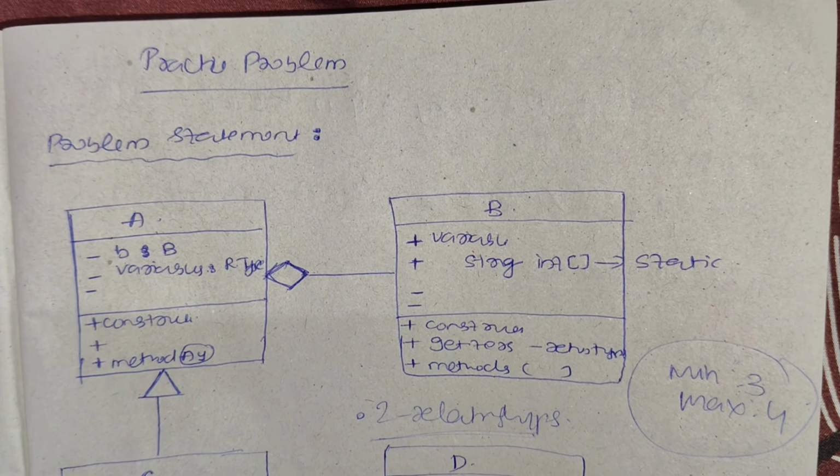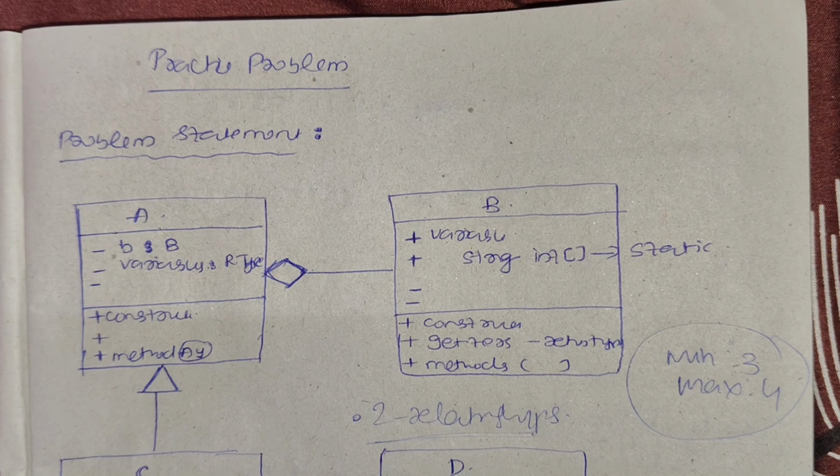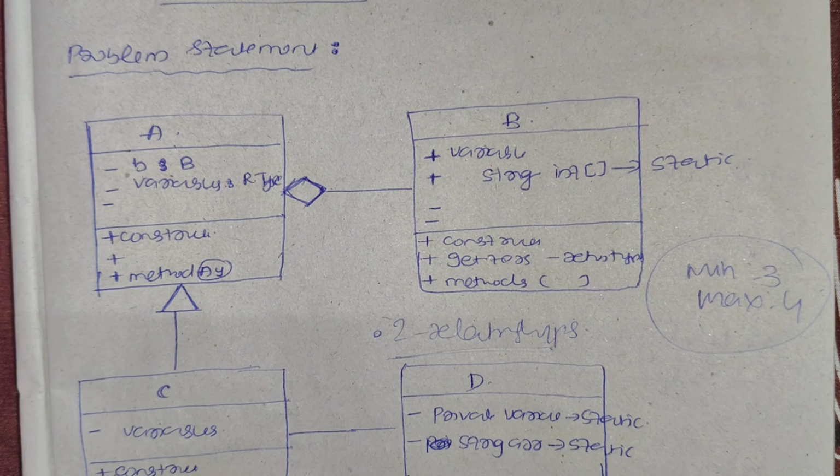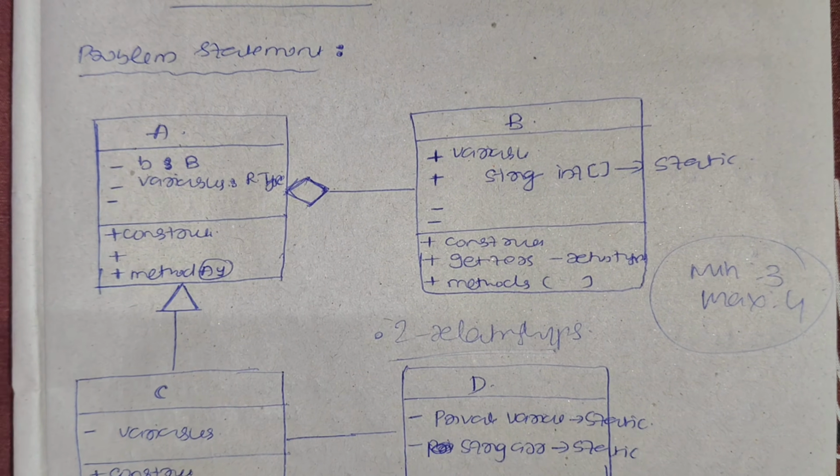Methods, everything will be like that. I'm just, for the purpose of understanding the model of the question, only using A, B, C, D. In your question, you will not see A, B, C, D kind of things.